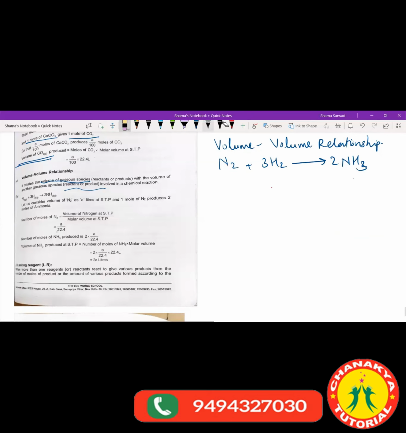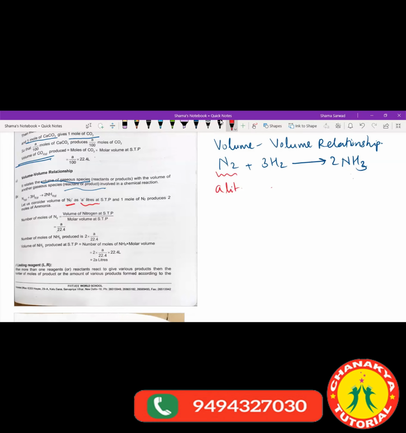Now, both volumes we have to consider. We are not going to consider mass or moles, right? We are going to consider what? Volume of reactant as well as volume of product. So let us consider the volume of N2 as A liter. So N2 is A liter.